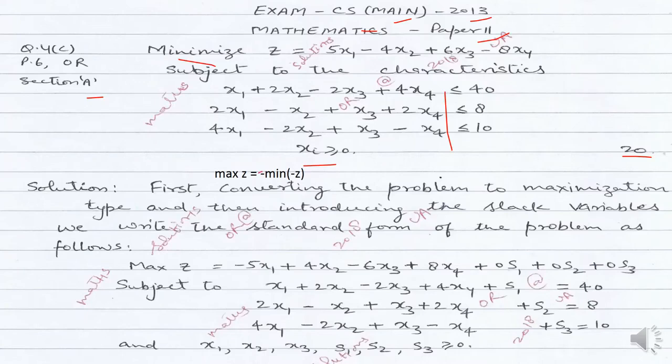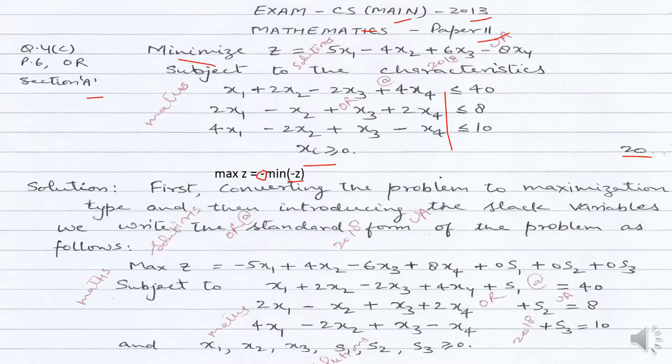So what I do here, this minus sign we will add at the end of the problem. This minus z we are incorporating. So first we convert the problem to maximization type and then introduce the slack variables, because these are less than or equal to constraints. On the left hand side the quantity is something less, so we will add some amount, that is the slack variable, and we write the standard form of the problem as follows.